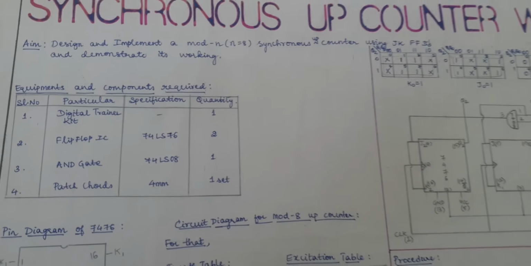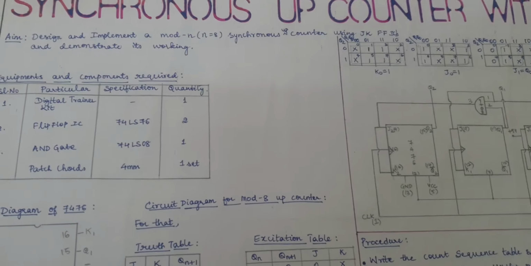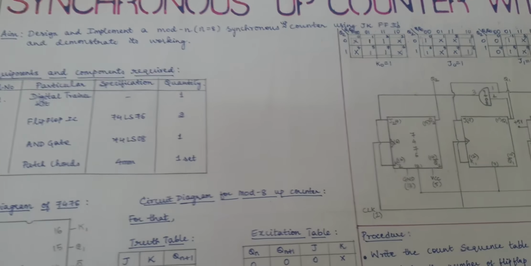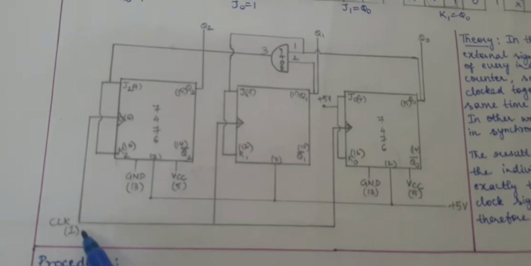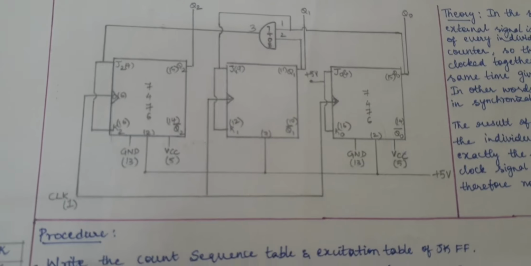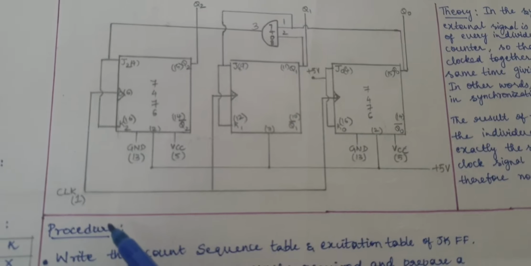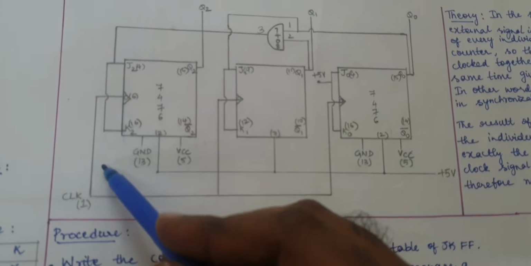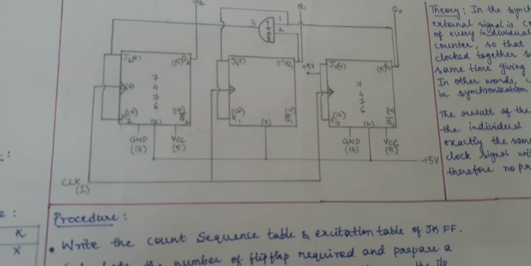You need to understand the difference between synchronous and asynchronous counter. Synchronous counter means there is a common clock connected to all the flip-flops, which is present over here. We call this a synchronous counter. In an asynchronous counter, you'll have a separate clock pulse for each flip-flop. This is the first thing.